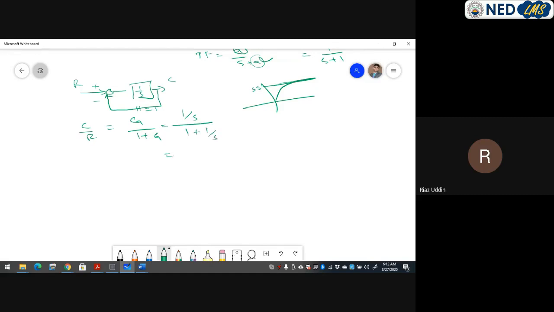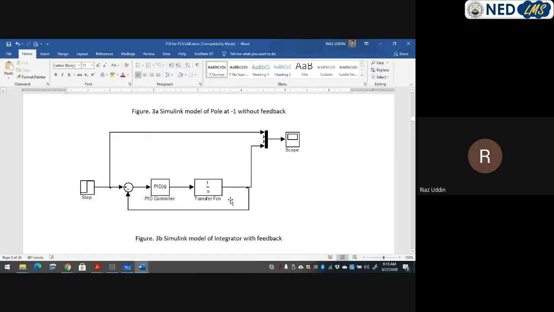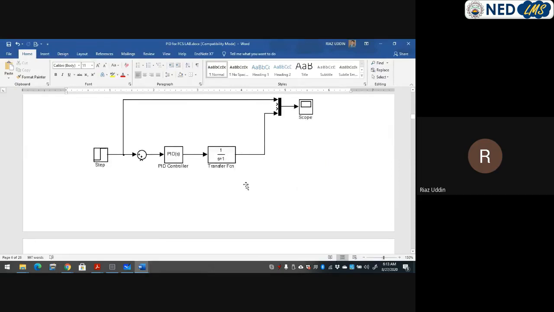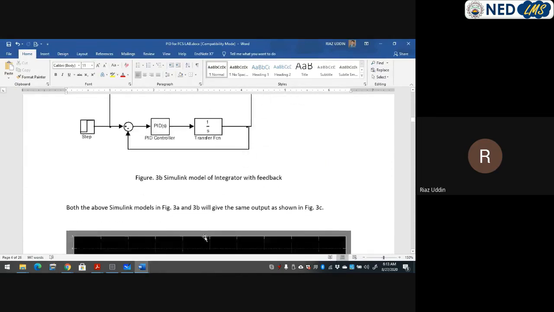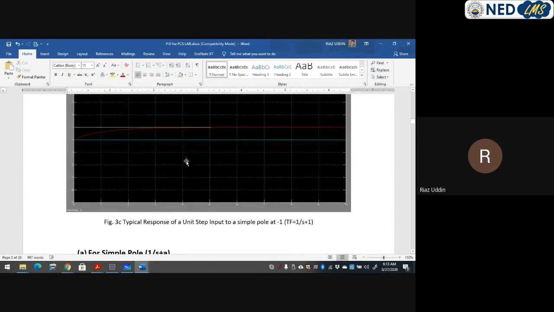If you take the LCM, 1 upon s becomes s plus 1 upon s. The s terms cancel, and then we get s upon 1 plus s. So in this case, this function behaves similarly to giving an input to a function with a pole position at 1. That is why both give you the same results. Whether you are using an integrator with a feedback, or a pole without a feedback, both give you similar results. So this is a very important conclusion here.